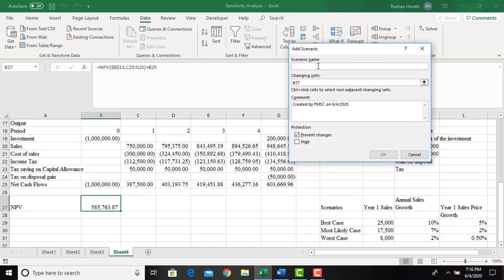Then it asks what the scenario name is. Scenario name. We are going to add different scenarios. First the best case scenario. So let's say it is the best case. It's the best case scenario.